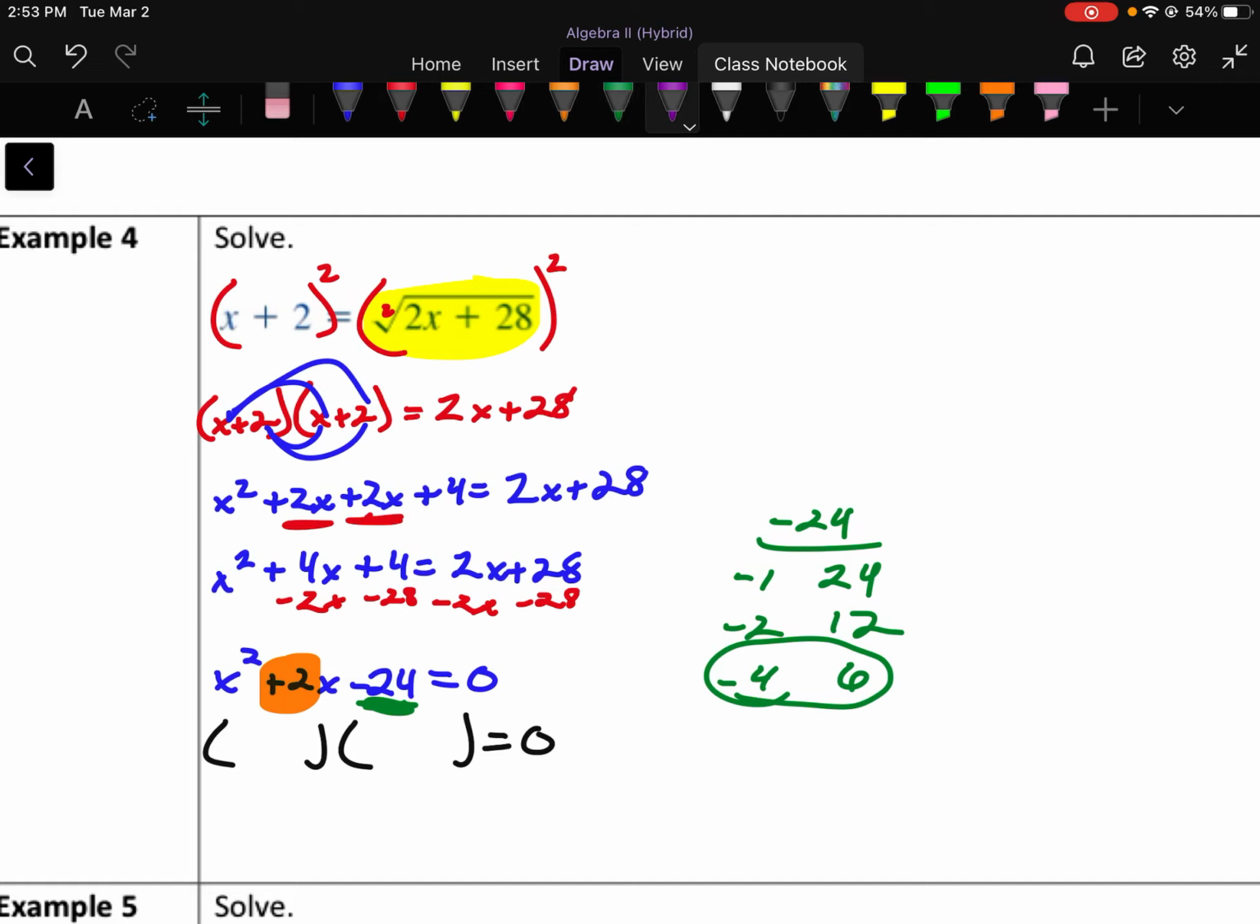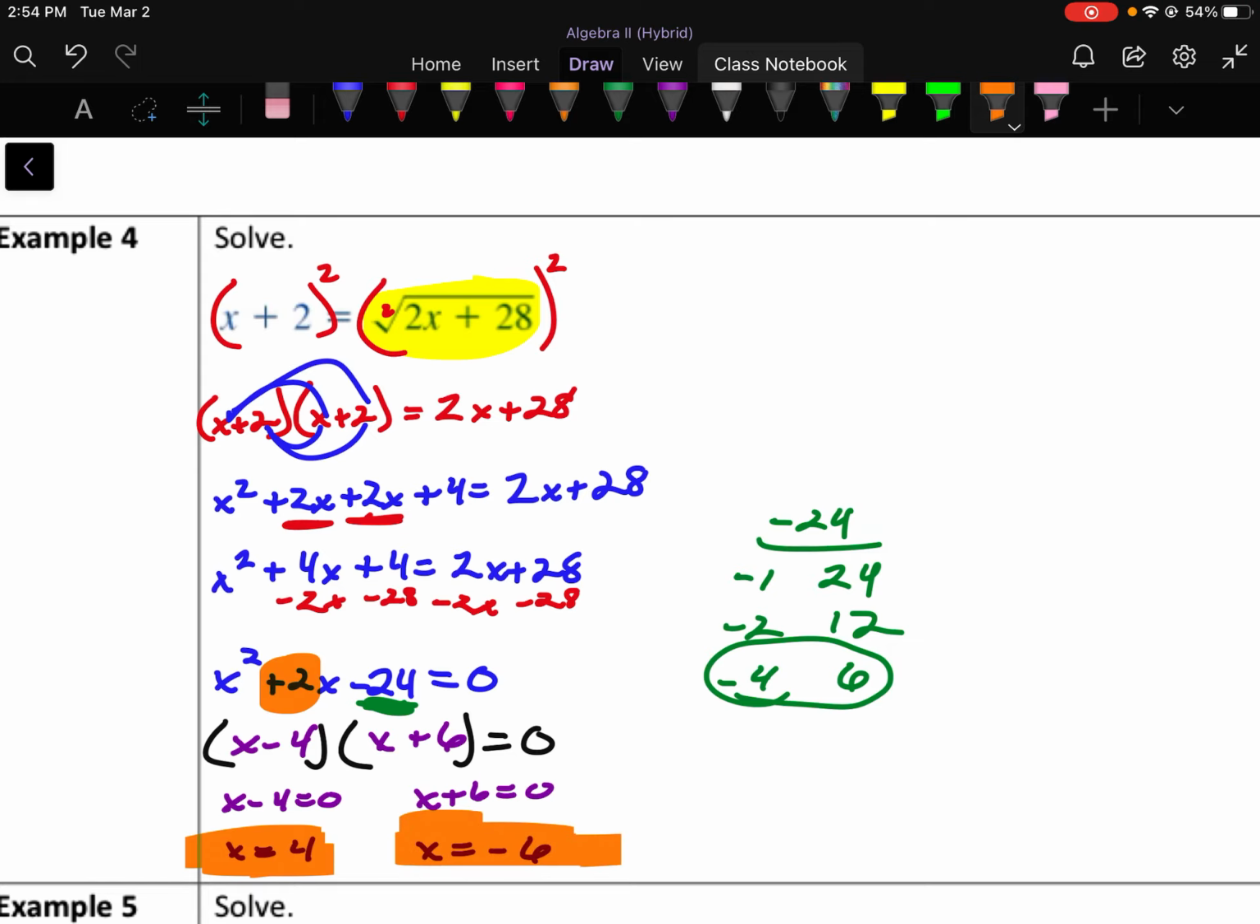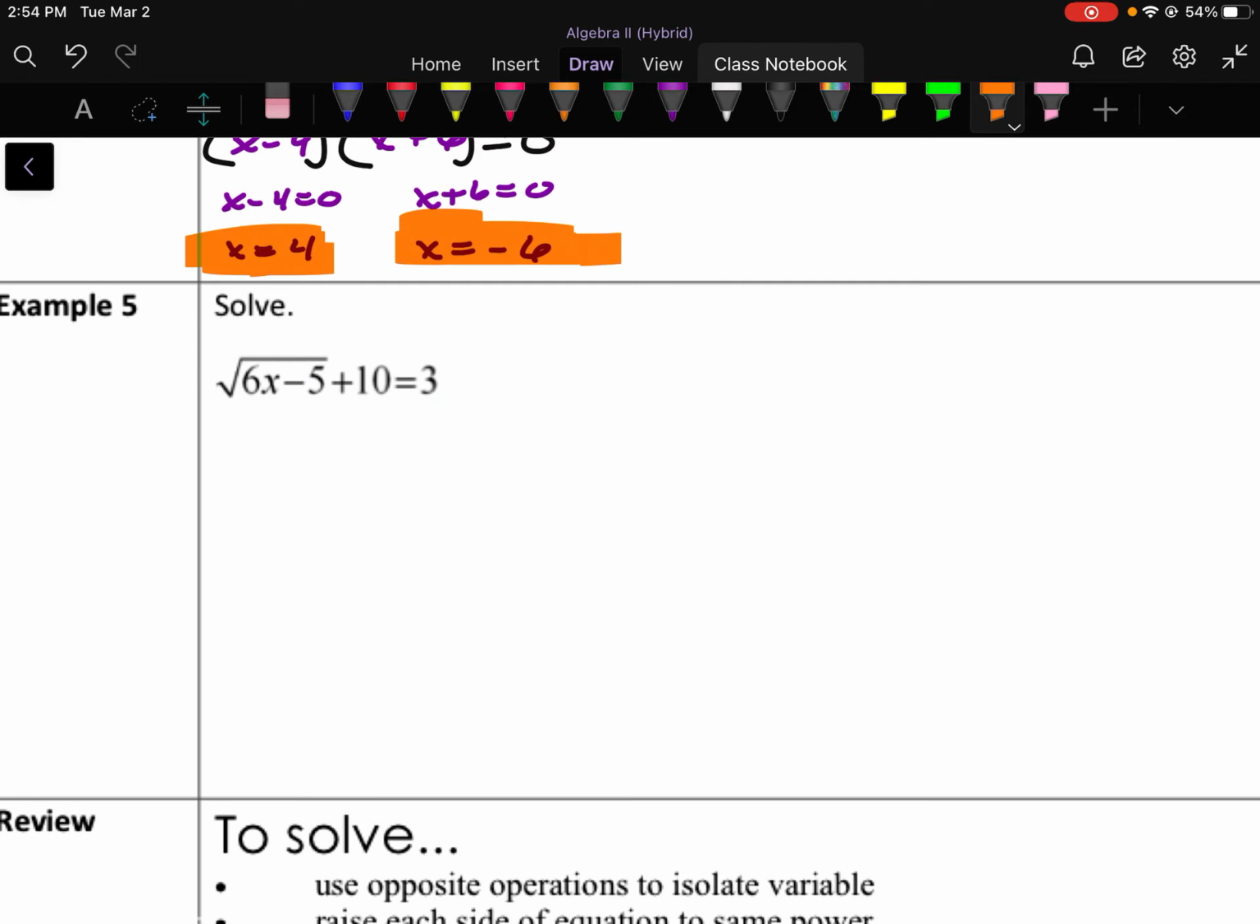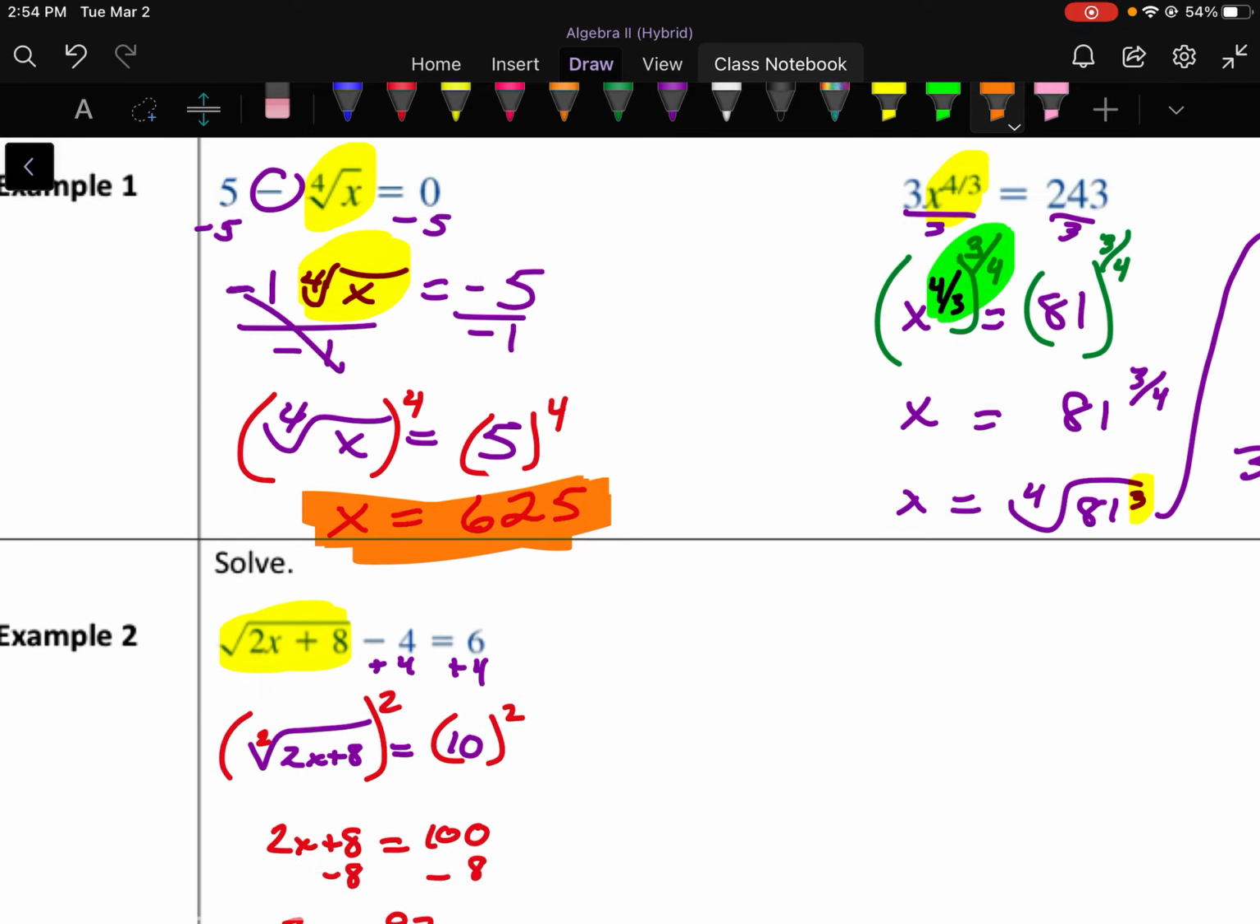Now, because my a value is 1, I can factor quickly by saying x minus 4 times x plus 6 equals 0. And then you need to solve each one of these. So x minus 4, set it equal to 0, and x plus 6, set it equal to 0. So you get x equals 4, x equals negative 6. So those would be our answers. We're going to have to go back here. So example number 5 is no different than what we've done.